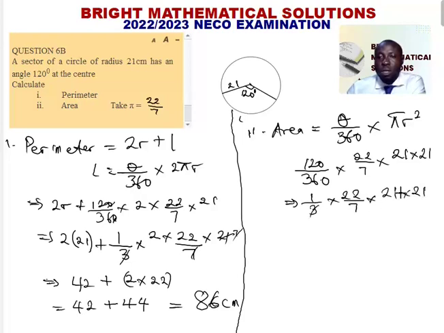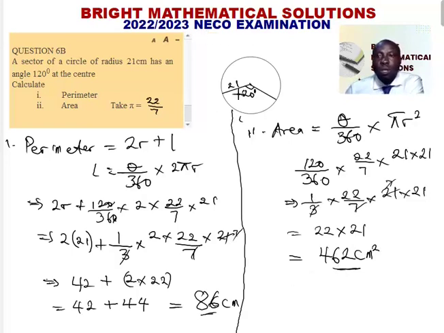So this becomes 1/3 multiplied by 22/7 multiplied by 21 multiplied by 21. So 3 here, so it is 7. 7 cancels 7. So we have 22 multiplied by 21, and that gives us 462 centimeters squared. So please, the unit is very important. Now, that is the solution to question 6B of the 2022-2023 NECO examination.